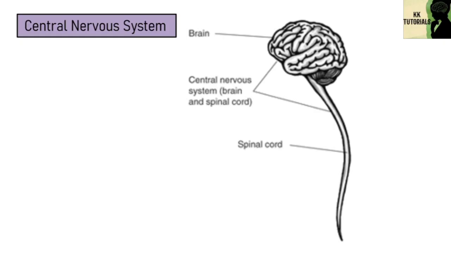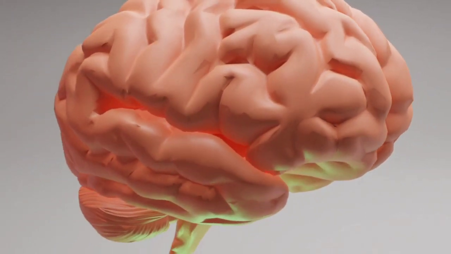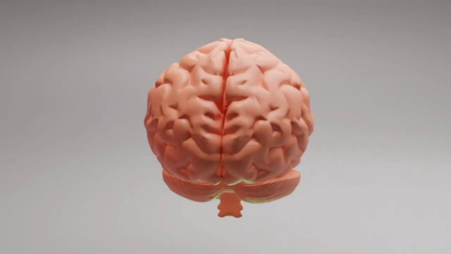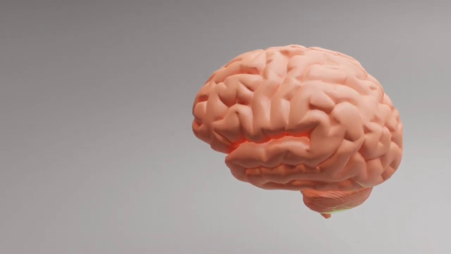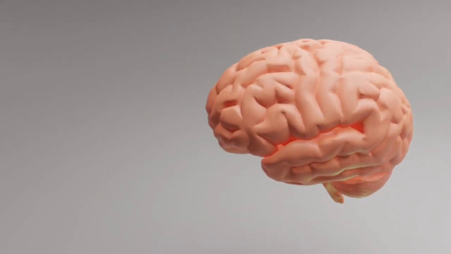Now let's move towards the parts of CNS, that is brain and spinal cord. In order to study brain, it is divided into three main parts. They are forebrain, midbrain and hindbrain. I have made a lecture series of brain anatomy and physiology. Click on this top I button to watch in detail the structure and functions of each part of brain.